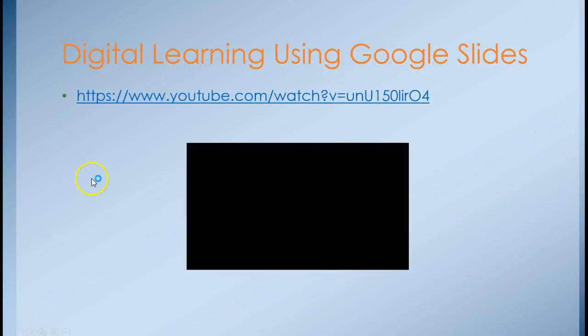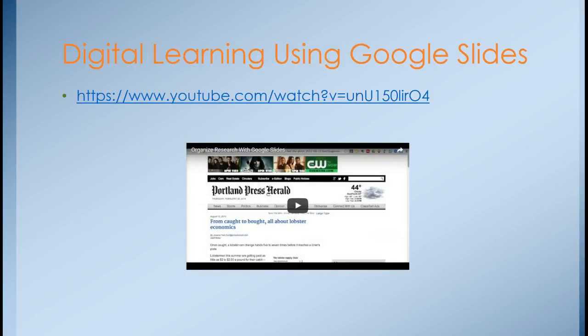So here's the last slide, digital learning using Google Slides. Google Slides is a great tool for you to use in your classroom, and this is the way you could organize your research. So you might even look at this and think about researching in a different way using Google Slides, and I know that your digital learning specialist would be so helpful in that.